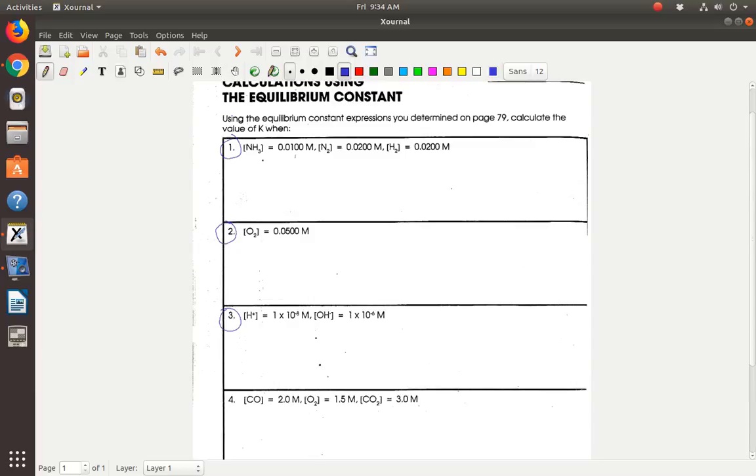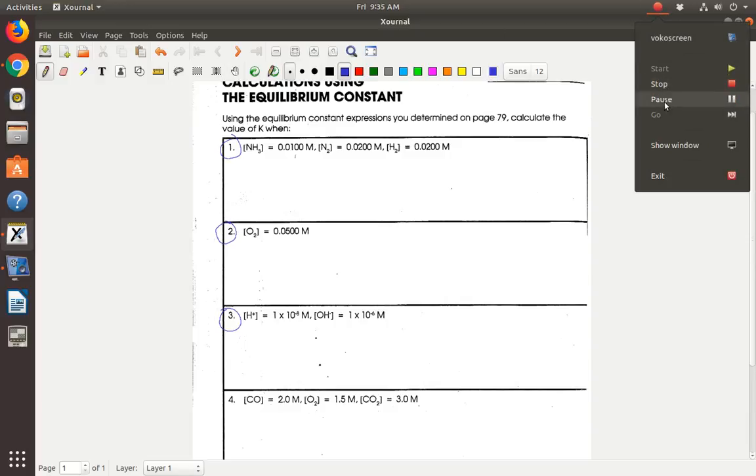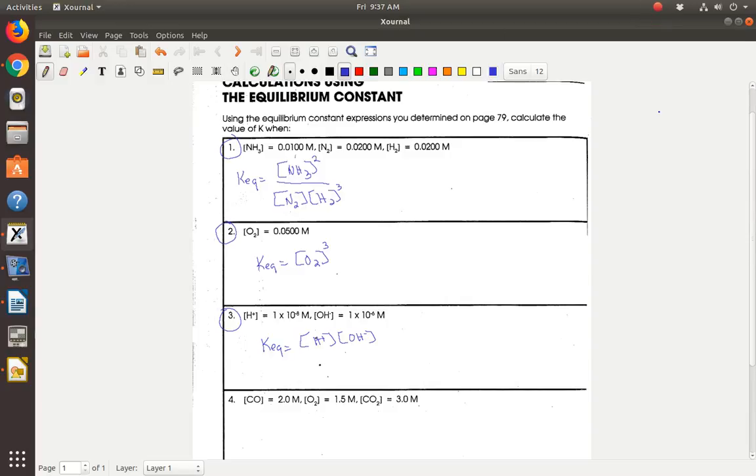All right, number 1, I'm going to go ahead and rewrite the equilibrium expressions. Now these were on the other side, so you could basically copy them down from page 79 onto page 80, so that you'll know what to do here. All right, so here we have the expressions written in. So now we're just going to calculate the actual values. Use the expression from page 79, so you're going to need to fill that in for 4 and 5, and calculate the K. That means calculate the equilibrium constant.